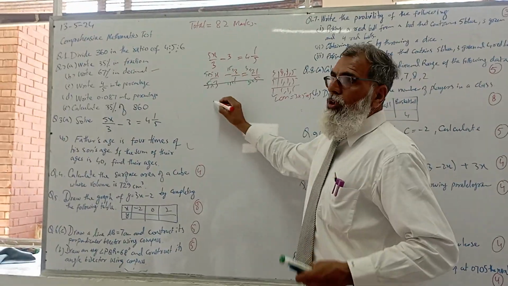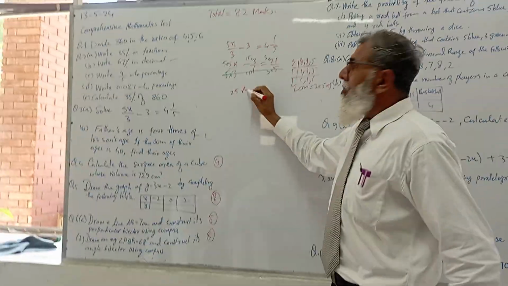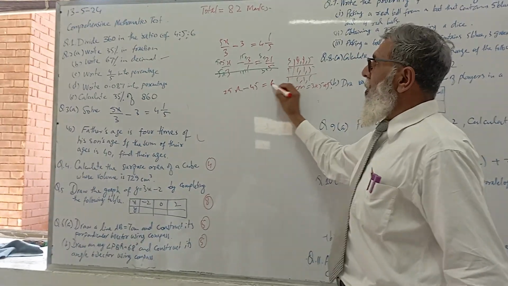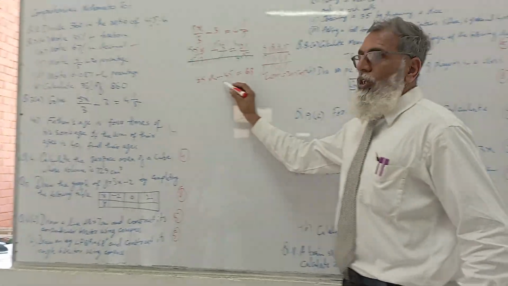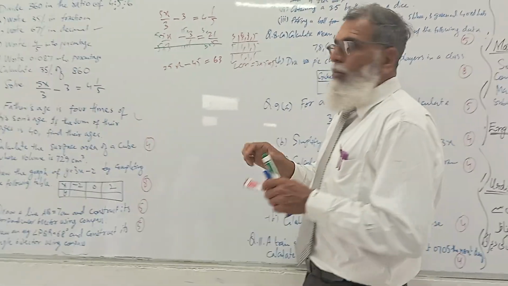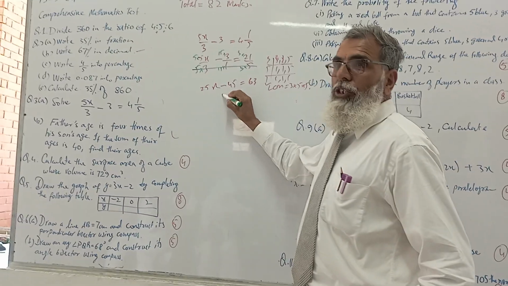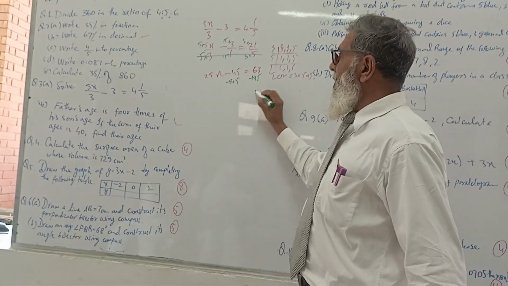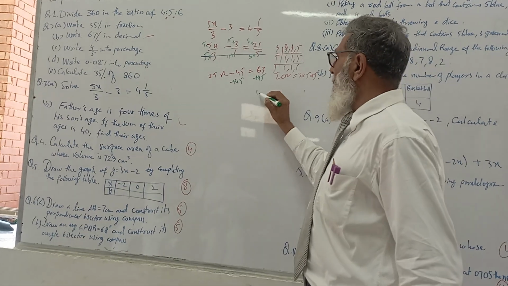So we cancel it. Remaining is 5 5s are 25, so 25x minus 45 is equal to 63. Okay. Now we don't need 45 here, so we'll be removing it by its inverse, which is plus 45 on both sides. So it gives us 108.